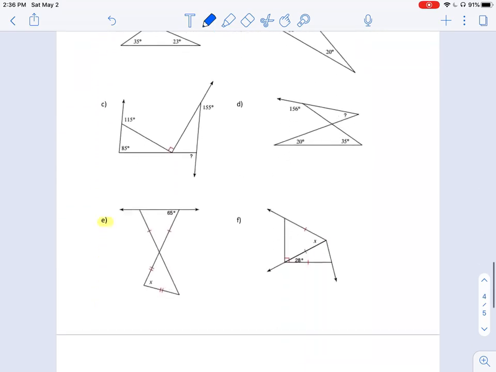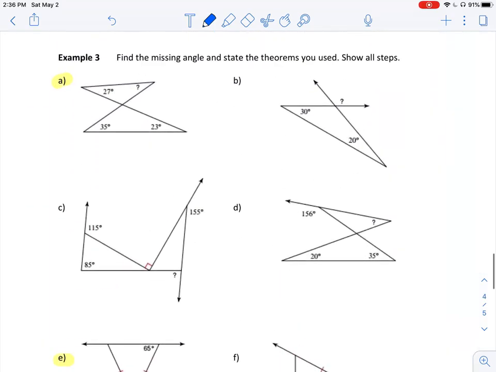Third example, I think I got just 2 more here. Find the missing angle and state the theorems you used. Show all steps. Now you'll notice I'm not necessarily stating the theorems, 1, because I have limited space, but 2, if you know how to go ahead and solve for the angle, that's fine.